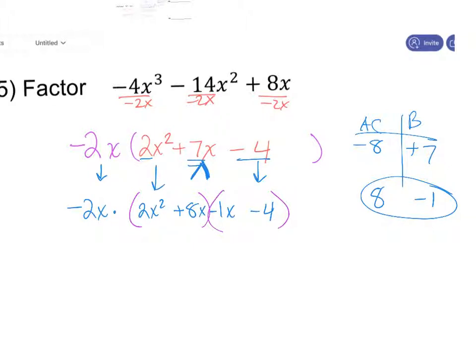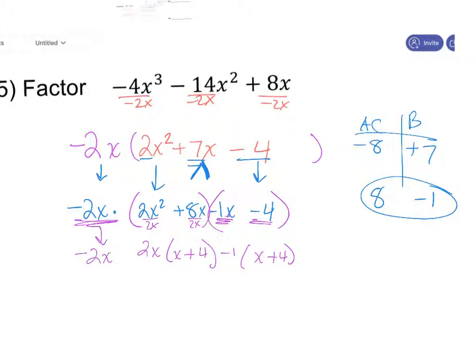You factor out of the first one. Or can I just put x next to that? From this, I'm going to factor out 2x, and I'm left with x plus 4. From the second parentheses, I'm going to factor out negative 1, and I'm going to be left with x plus 4. But what do I have to remember not to forget? The negative 2x outside.